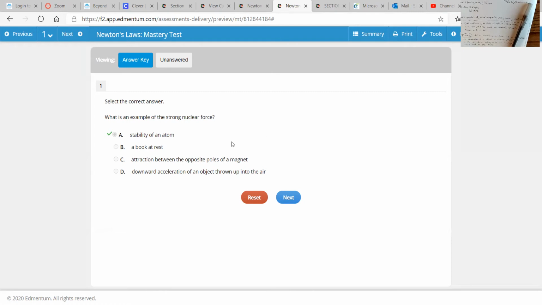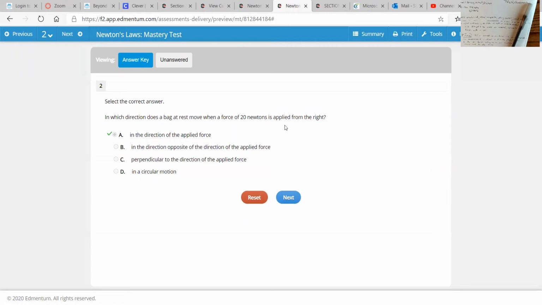Now, a book at rest, that is an example of a normal force and the gravitational force. Attraction between the opposite poles of a magnet, downward acceleration of an object, that's gravitational. And this is electromagnetic. So stability of an atom is the best answer for that question.